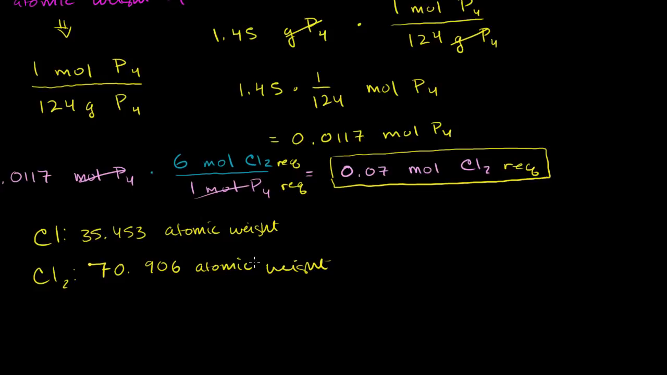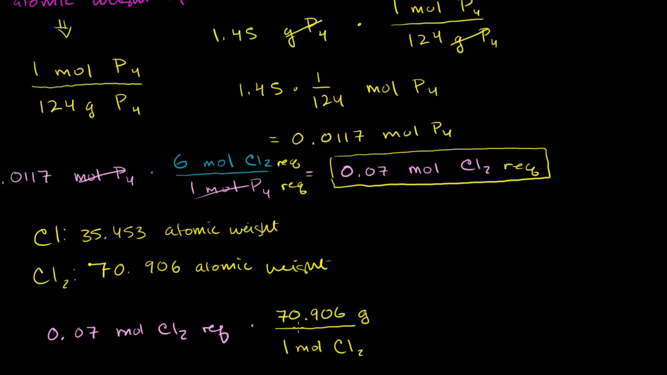Which tells us that, well, let me write this information that we had down before. We are required to have 0.07 moles of chlorine gas. That is what is required. And let's multiply it. We want moles in the denominator. So 1 mole of chlorine gas. For every mole, how much is that? What's the mass going to be? Well, if the atomic weight of chlorine gas is 70.906, that means 1 mole of it is going to have a mass of 70.906 grams.